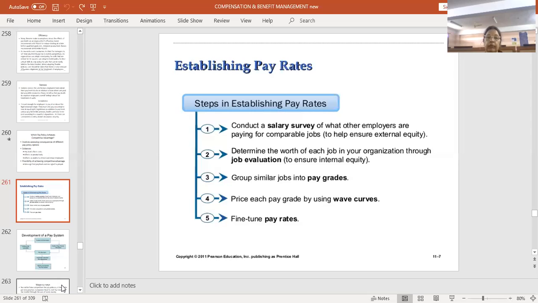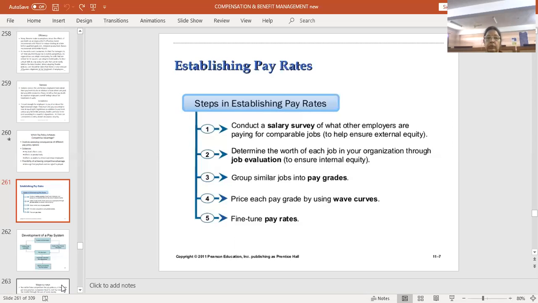Then you have to fine tune these pay rates. The business environment, you know, is dynamic. Always some changes will be happening in the business environment. So when any change happens in the business environment, then you have to make small changes in your pay rates. So that is called fine tuning or adjustments to be made in your pay rates.